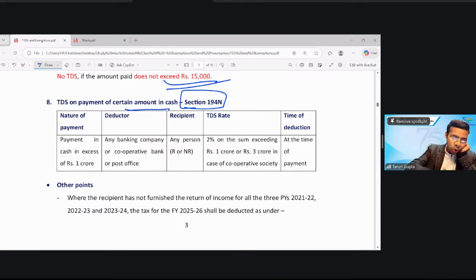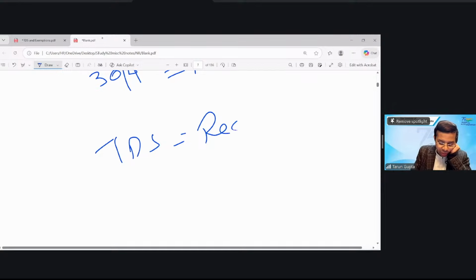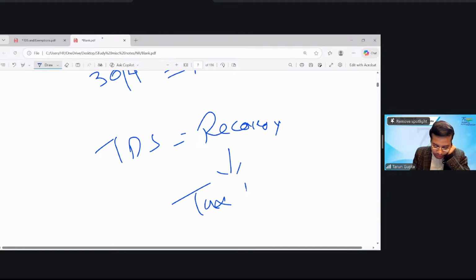See, I told you in the beginning, TDS provisions are recovery provisions, recovery of tax. So for recovery of tax, there should be, in the first place, a tax liability. Whatever amount I am paying, that amount should be liable to tax in the hands of the recipient. If you see, my whole TDS provisions are like that only. There is TDS on salary because salary is taxable in the hands of the employee. TDS on commission because commission is taxable. TDS on interest because interest is taxable. Professional service, technical service, and all.